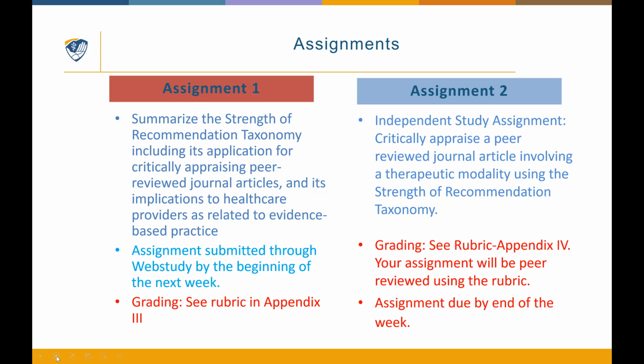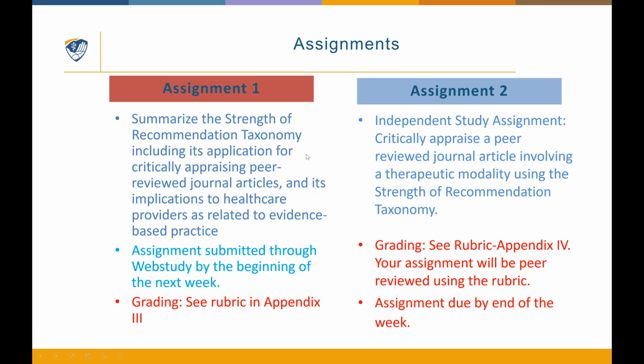Now, what I wanted you to do, you have 2 assignments to do. The one on the left is the summary that you're going to do on the SORT and its application for critically appraising peer-reviewed journal articles and how it interrelates to evidence-based practice. That assignment is due next week. Look at the rubric in Appendix 3.